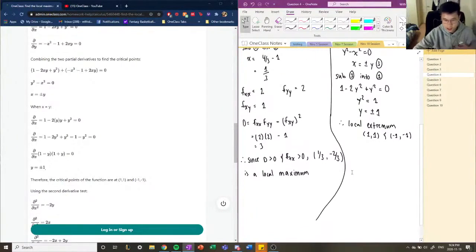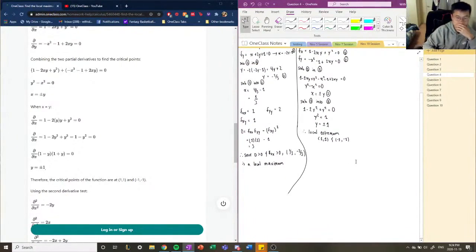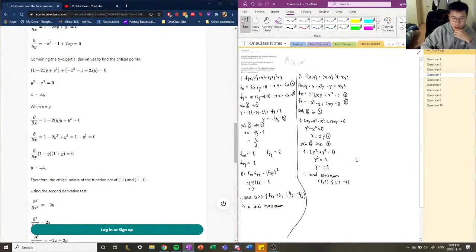Let me zoom out a bit. Okay, so I'm going to do the rest of the work over here. It's kind of crowded down there. Now we're going to calculate the second partial derivatives. So f of xx equals 2y, and f of yy is going to be equal to 2x. F of xy is equal to 2x plus 2y.